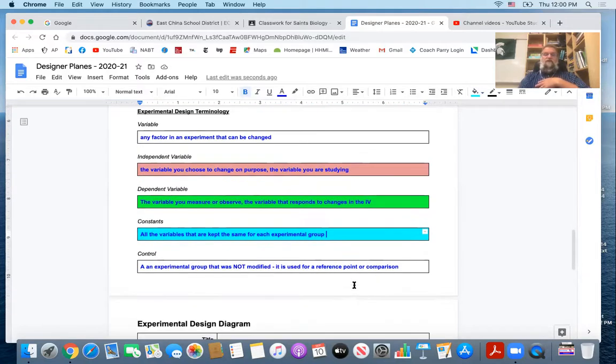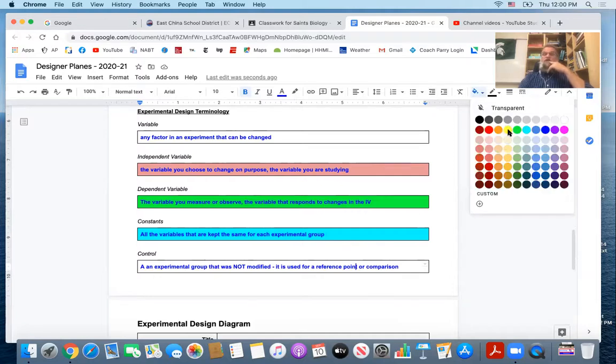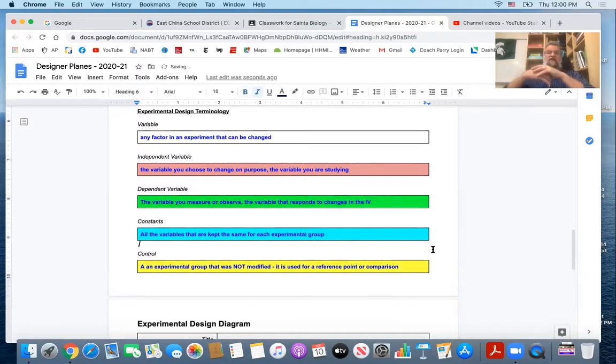The last item that we talked about was the control. A control group, as it says here, is an experimental group that was not modified. You don't manipulate the independent variable here. It's used for a reference point or comparison. So in the case of the plane activity, the second time we went into the cafeteria to fly our planes, I had a plane, and I did not change my plane. I did not modify my plane.